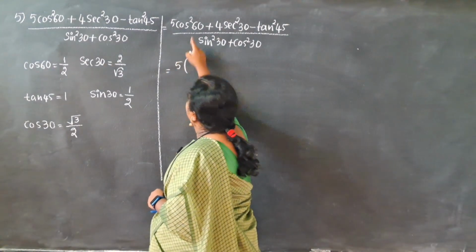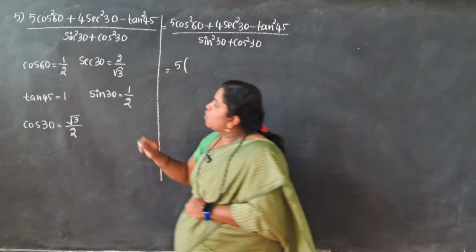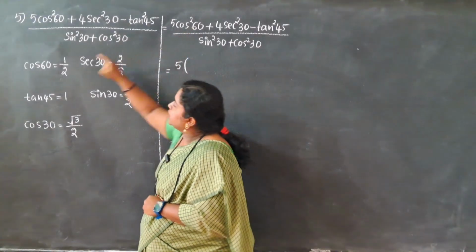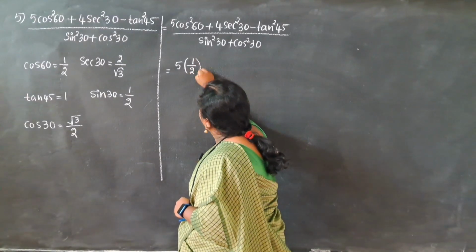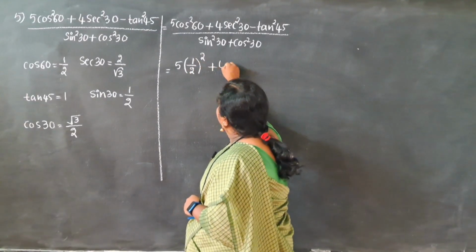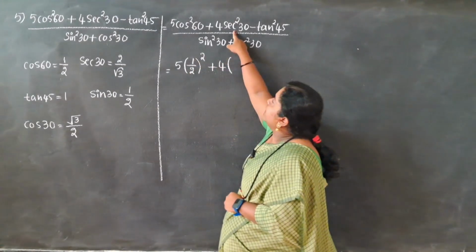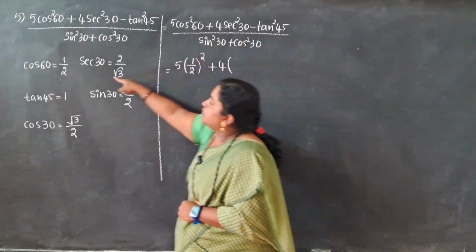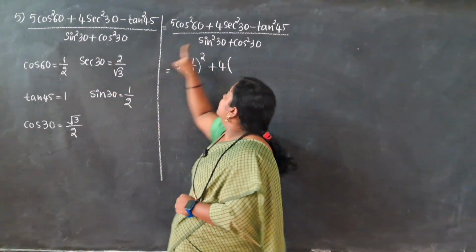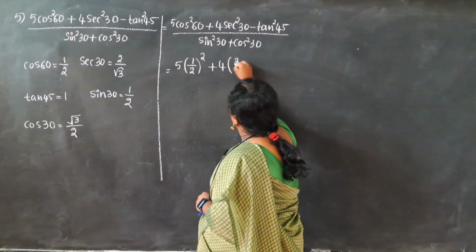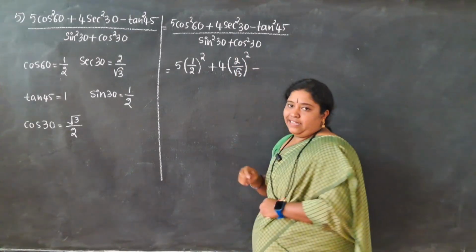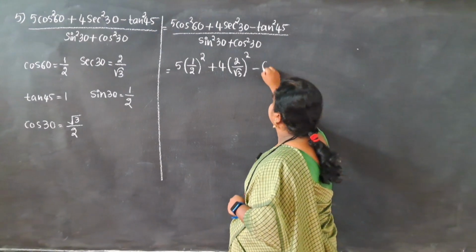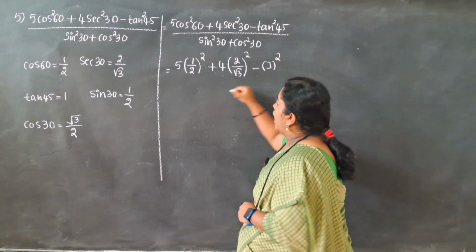5 into cos² of, sorry, cos 60, that is 1 by 2, the square, plus 4 into bracket sec 30, which is 2 by root 3, the square, minus tan 45, easy to remember, that is 1. So we have 1 square.